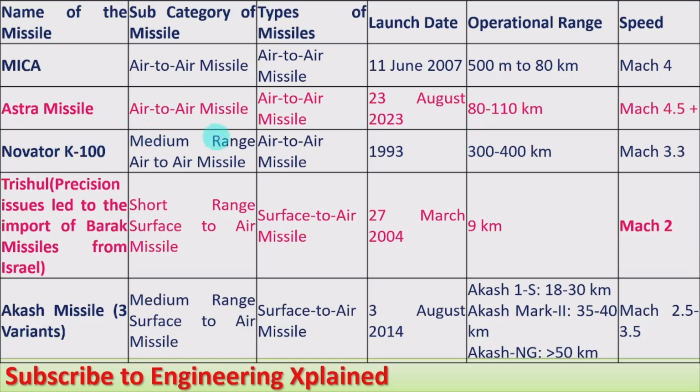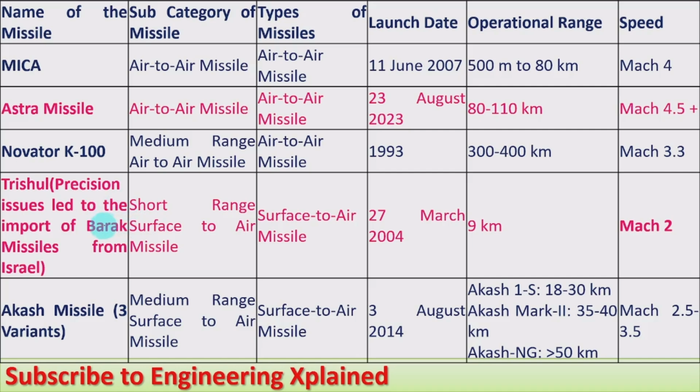And Astra missile, the air-to-air missile. This is an air-to-air missile type also. It is launched on 23rd August 2023. Its range is 80 to 110 kilometer. The speed is Mach 4.5 plus. Next, the Novator R-100 medium range air-to-air missile. Air-to-air missile, it is launched very early in the year 1993, range 300 to 400 kilometer, Mach 3.3 speed.